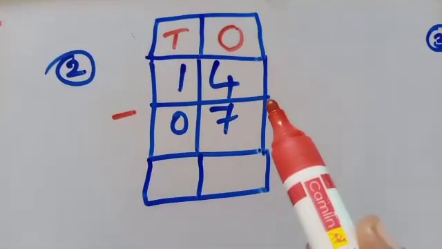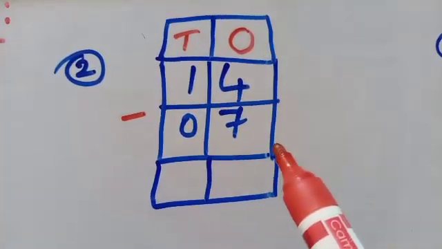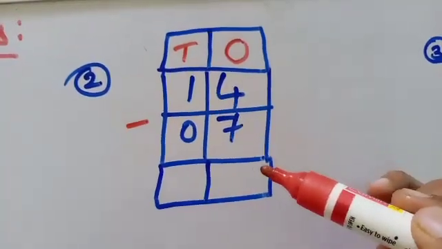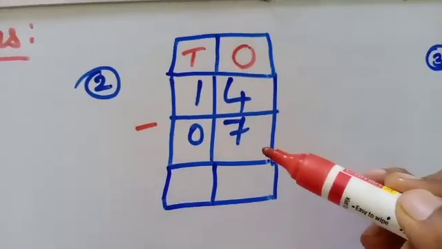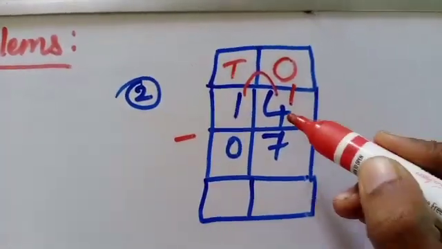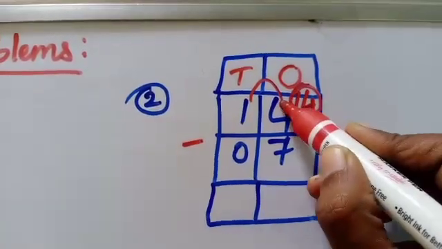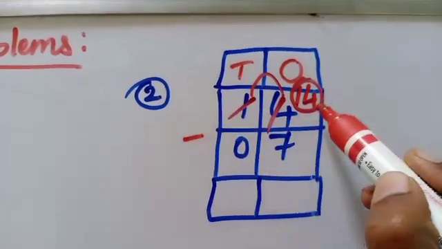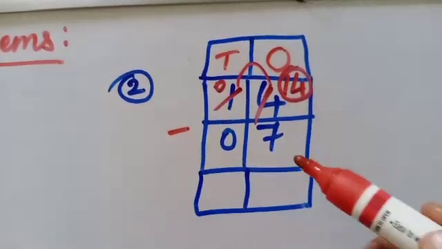So 14 minus 7. Here I wrote 07, that means 7 only. So 4 minus 7. Is it possible to subtract this number, children? No, it is not possible. 4 is small, 7 is big. So we have to borrow 1 from here. The same number we have to write, that is 4. Now strike out this and strike out this. So 1 minus 1 is equal to 0. Now 14 minus 7.